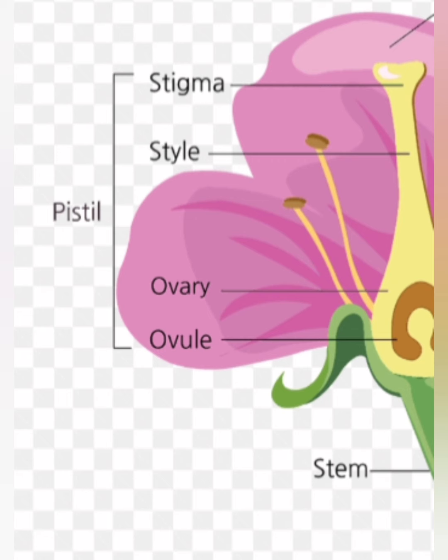The style, as you can see in the picture, is a slender tube-like stalk which connects the stigma to the ovary. The ovary, you can see in the picture, is a swollen basal part, and it is composed of 1 or many carpels fused together. It contains the ovules, which are rounded bodies, and the placenta attaches the ovules to the wall of the ovary.